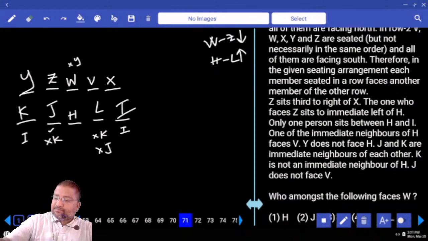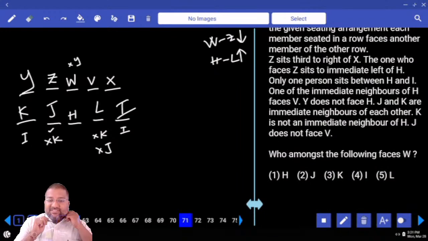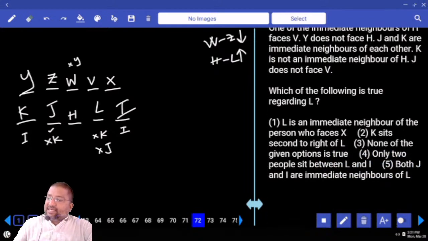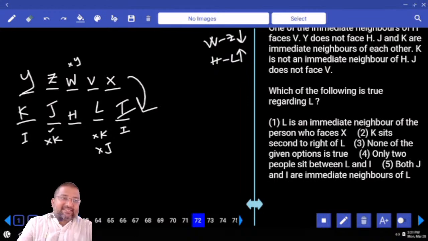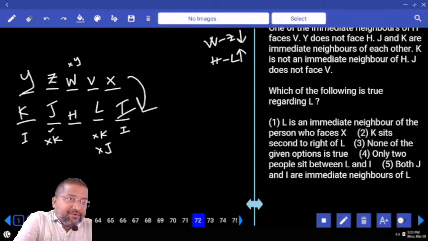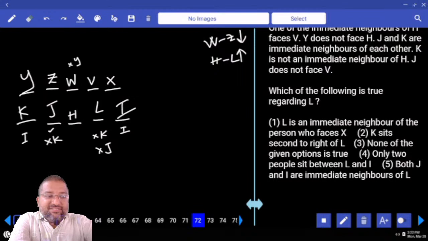Done? Who amongst the following faces W? H. Which of the following is true regarding L? L is an immediate neighbor of the one who faces X. The one who faces X is I. Immediate neighbor of I is L. Is my first option right or wrong? Chappandamma. Come on. So what's your answer?